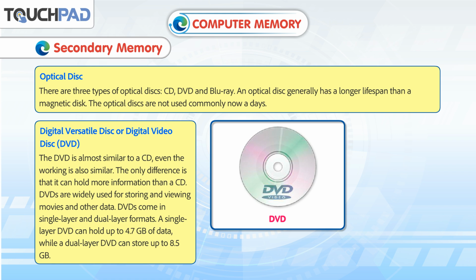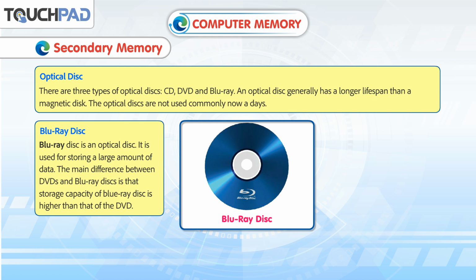Digital versatile disc or digital video disc, DVD. The DVD is almost similar to a CD. Even the working is also similar. The only difference is that it can hold more information than a CD. DVDs are widely used for storing and viewing movies and other data. DVDs come in single-layer and dual-layer formats. A single-layer DVD can hold up to 4.7 GB of data, while a dual-layer DVD can store up to 8.5 GB.